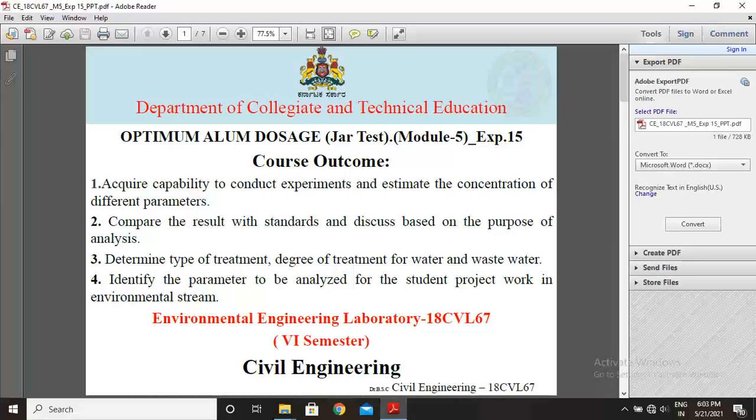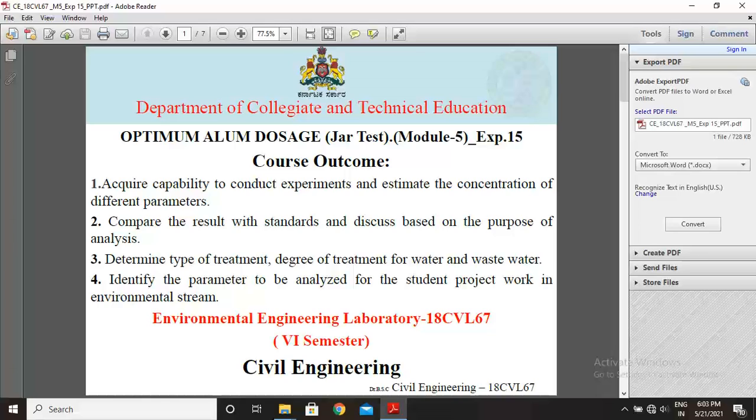And fourth outcome is identify the parameter to be analyzed for the student project work in environmental stream. So these are the 4 course outcomes prepared based on these titles and with respect to these subjects.